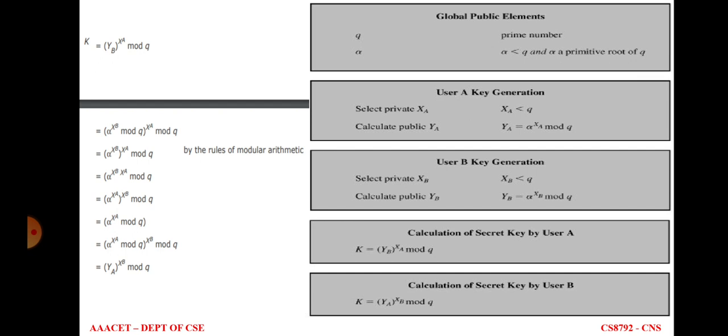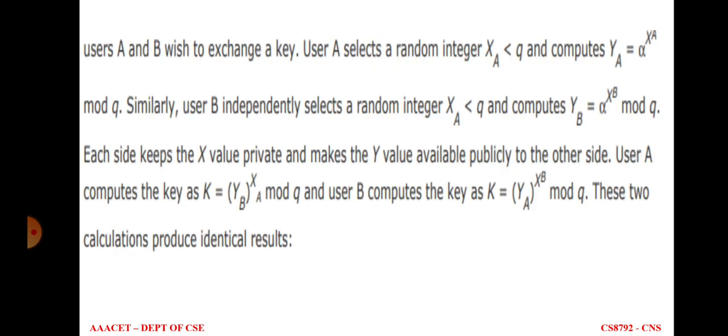The fourth and fifth steps are the key exchange process. For that, user A has to know the value of YB, which user B calculates as the public value. Similarly, for user B's key value, they need the value of YA. That is why the YA value is calculated by user A using the private key value XA. So this is the Diffie-Hellman key exchange algorithm.